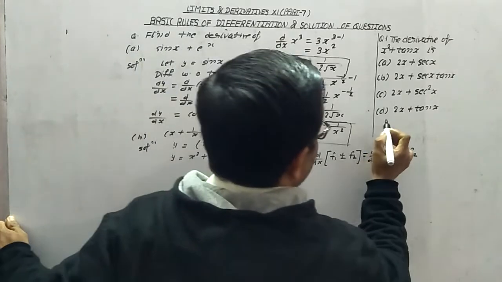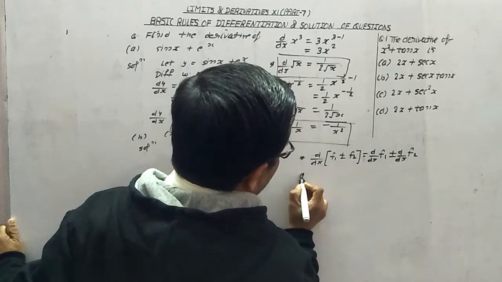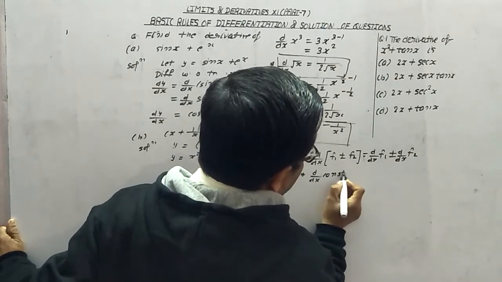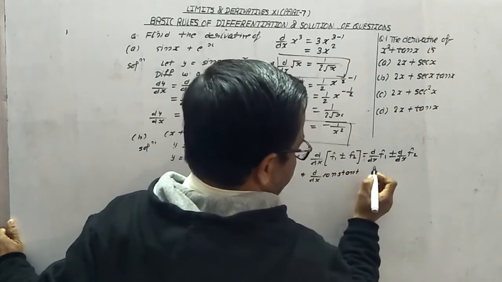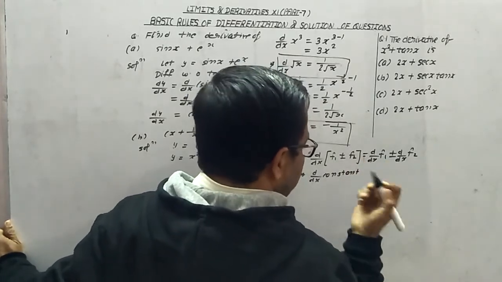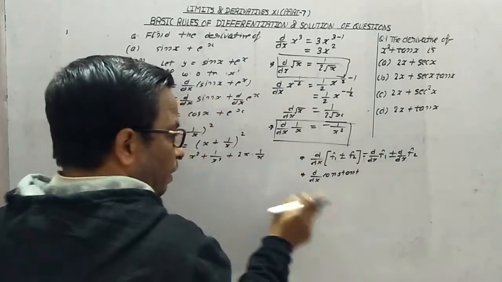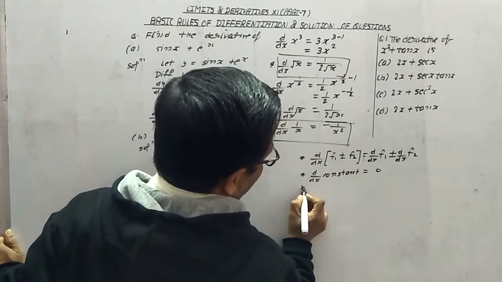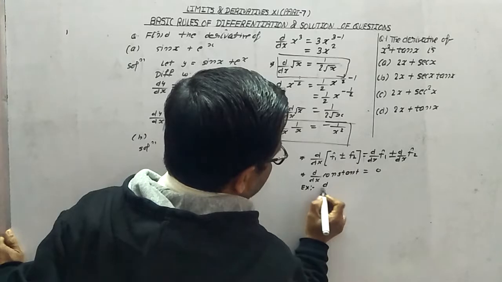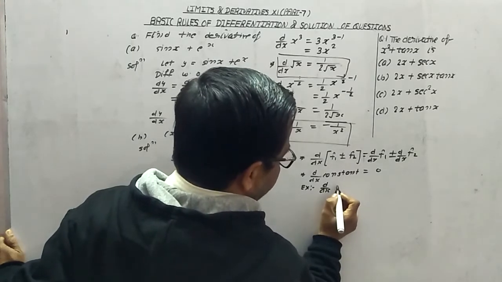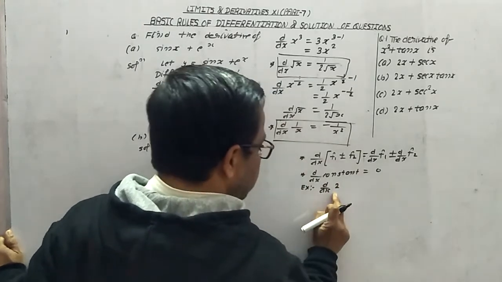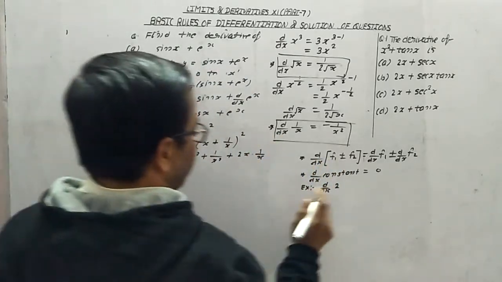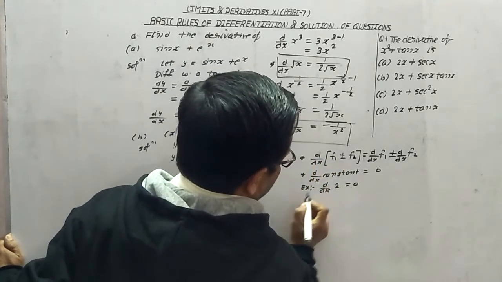Here we have to add one more important rule. Look at this thing, dy dx of constant. It means if we have any function in which there is no x and we are doing the differentiation with respect to x, then the result is always 0. For example, if we are finding the derivative of 2, because 2 is constant without x and we are doing the differentiation with respect to x, it means the result is 0.